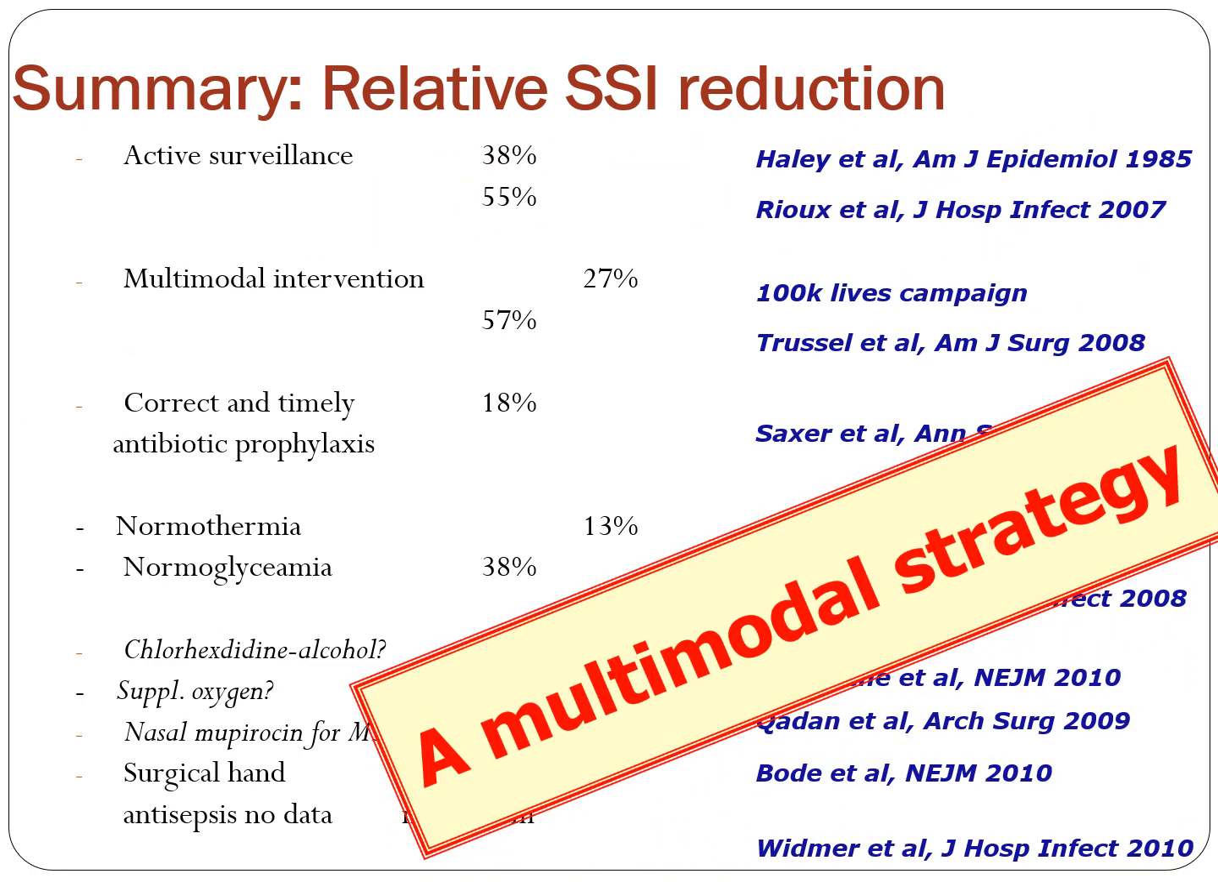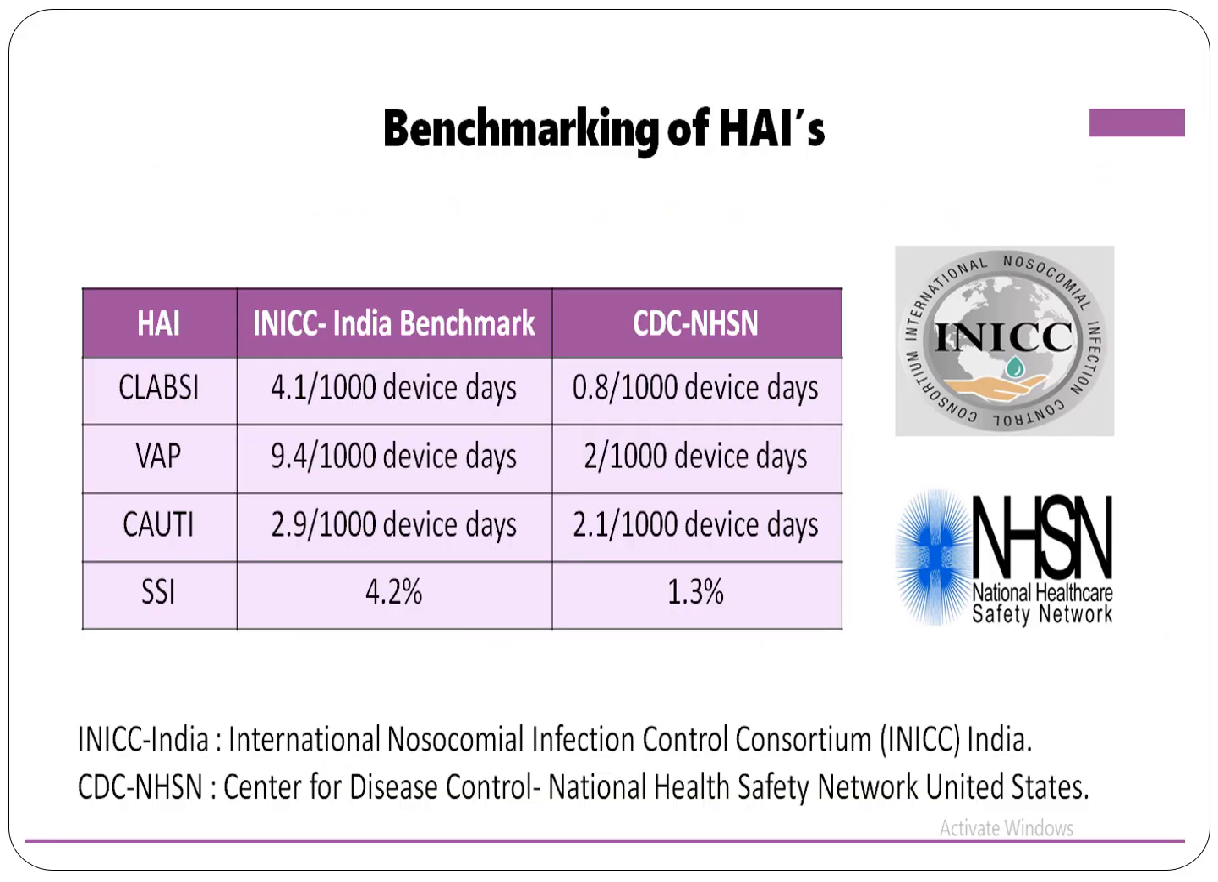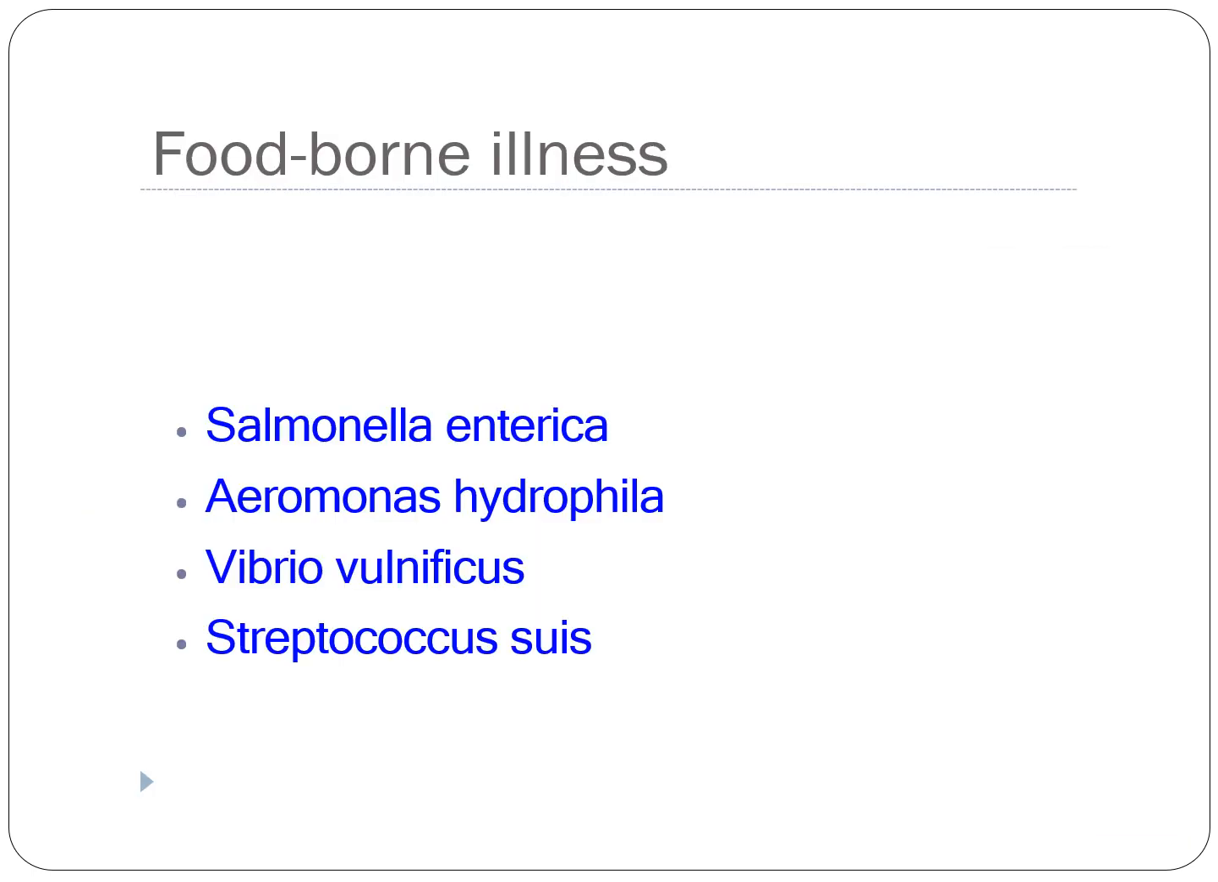To summarize, it should be a multimodal strategy to prevent surgical site infection, which involves active surveillance, multimodal interventions, and correctly and timely given antibiotic prophylaxis. Normothermia should be maintained, along with normal glycemia; chlorhexidine-based alcohol hand rub should be used for hand decontamination, nasal mupirocin for nasal decontamination, and surgical hand antiseptics should be used. These are the formulas for calculating the CAUTI rate, VAP rate, CLABSI rate, and SSI rate. The benchmarks are adopted from the National Healthcare Safety Network or the International Nosocomial Infection Control Consortium, which are as follows. That was about hospital-acquired infections.